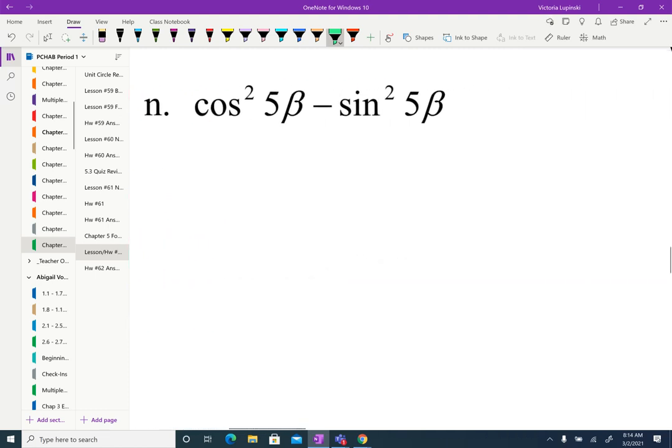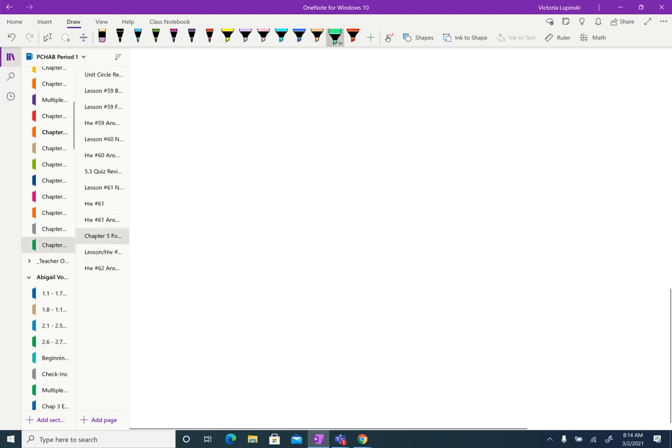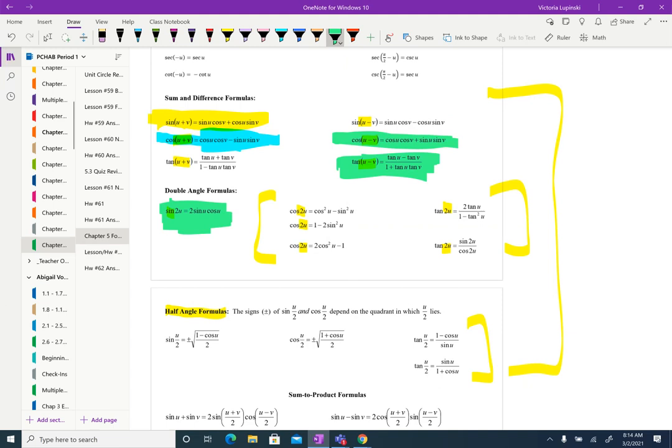Compare that to n. Cosine squared of something minus sine squared of something, using a subtraction between them, is not something that we're used to. So if you go to your formula sheet, if you're looking for a cosine squared minus a sine squared, that's the cosine of 2u.